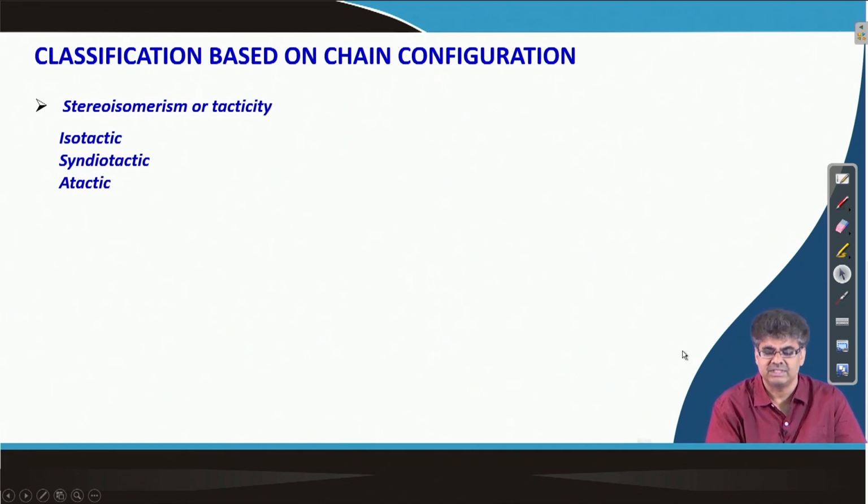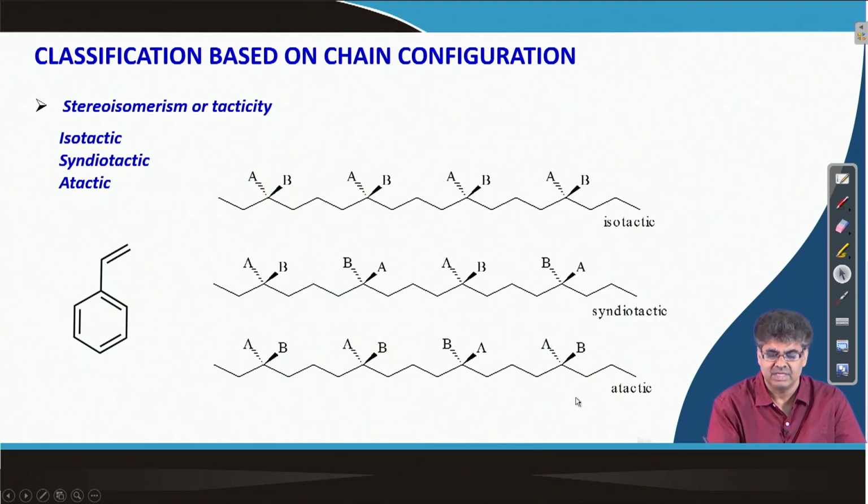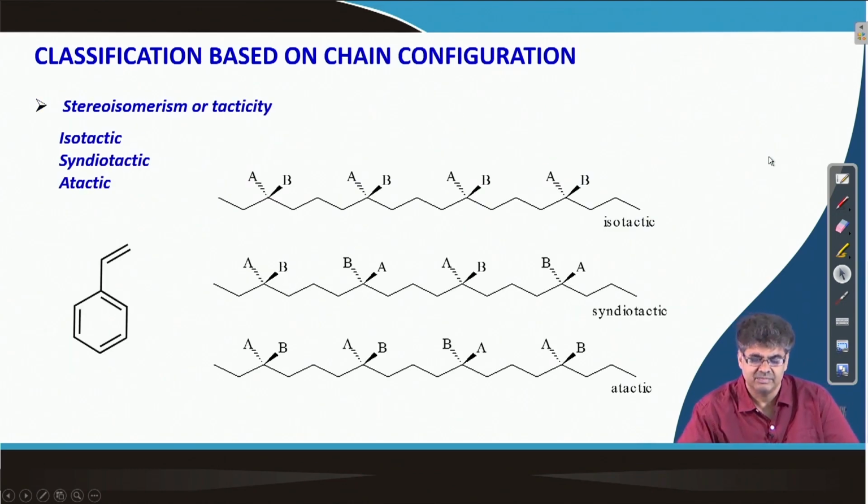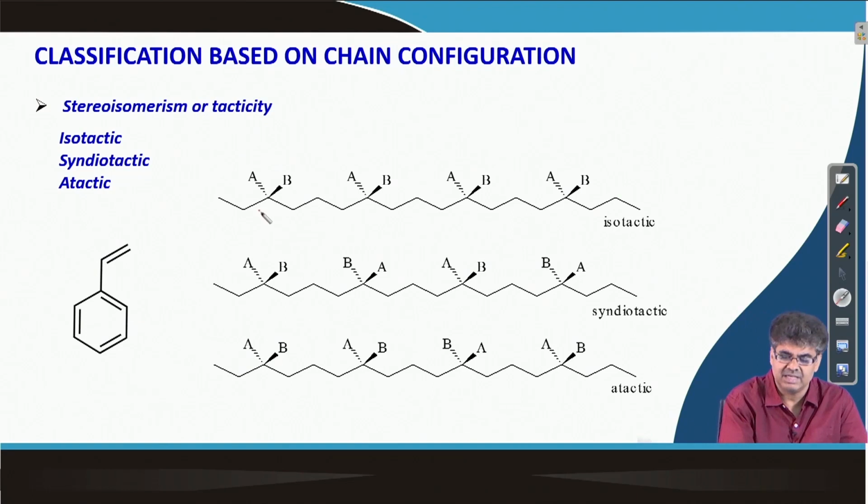We can also have stereoisomerism, which we call tacticity, and depending upon the arrangement of the monomers, we can have isotactic, syndiotactic or atactic molecules. This is very important, because the arrangement is very important in terms of the properties of these polymers. This comes when you have an asymmetric carbon in the monomer. In this case this carbon is an asymmetric carbon, so you have all these asymmetric carbons in this case.